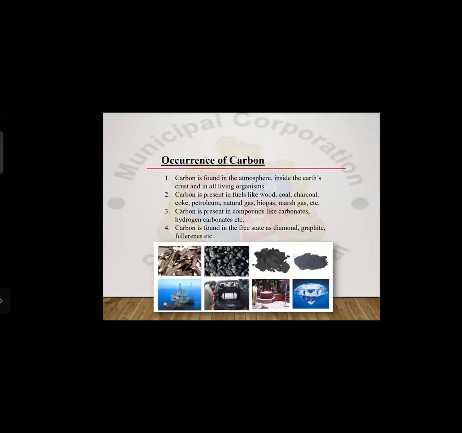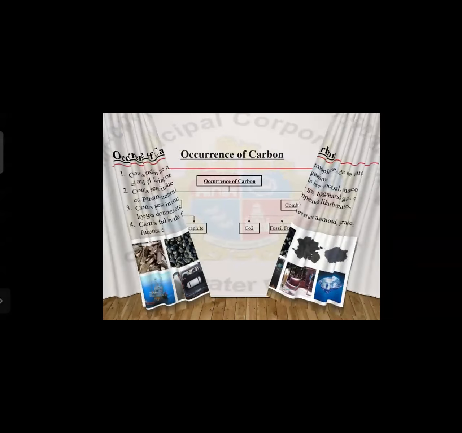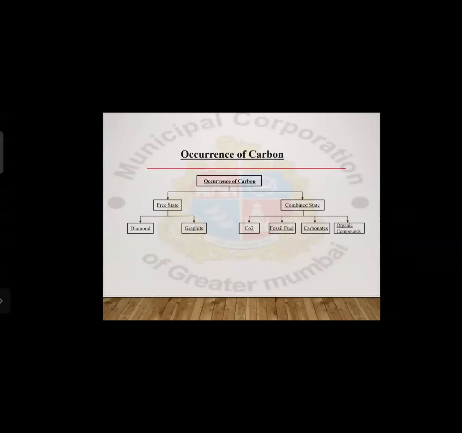We just discussed that carbon is found in the atmosphere, inside the earth crust, and in all living organisms. Same thing we'll be repeating in a different way. Might be this will help you for your activity question. If you are asked for the occurrence of carbon through this tree diagram, then you can answer likewise.